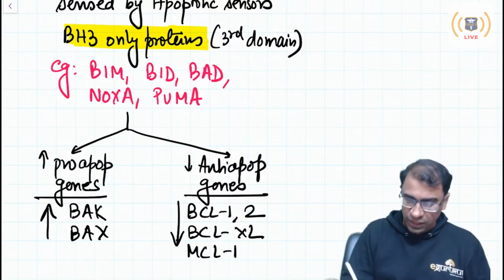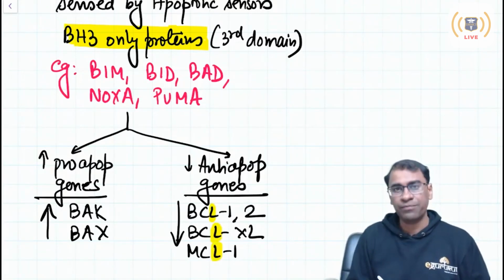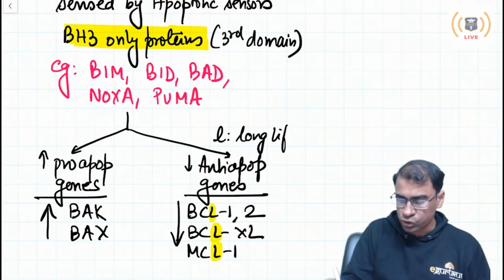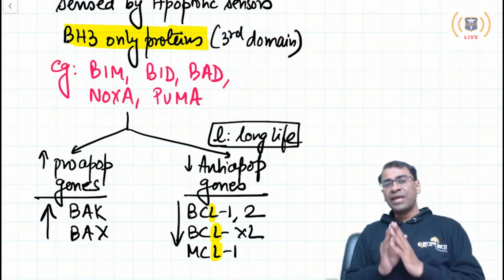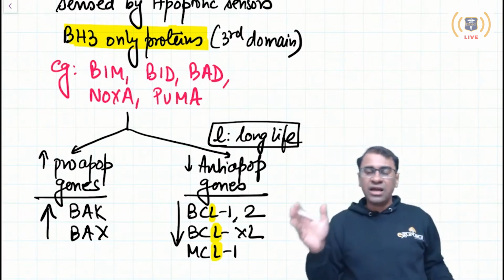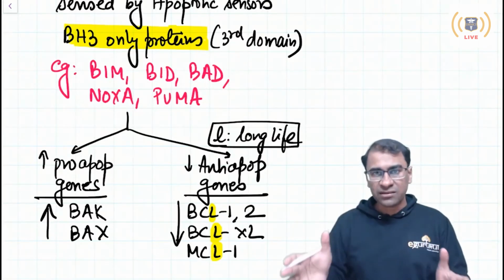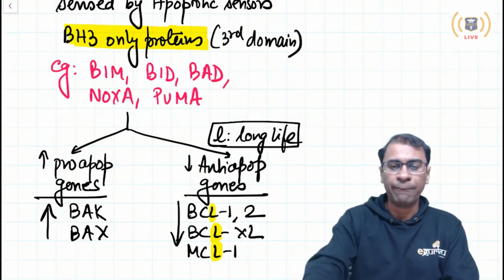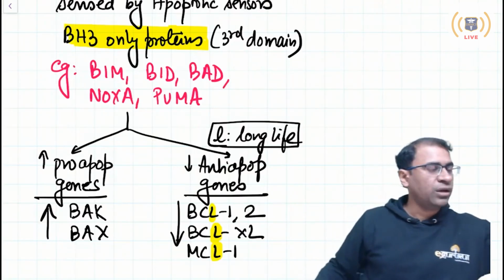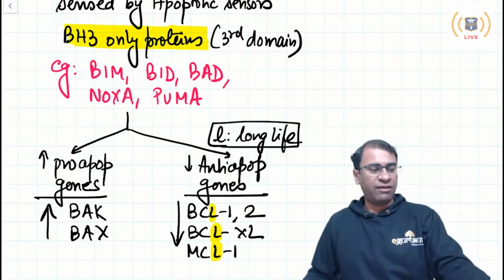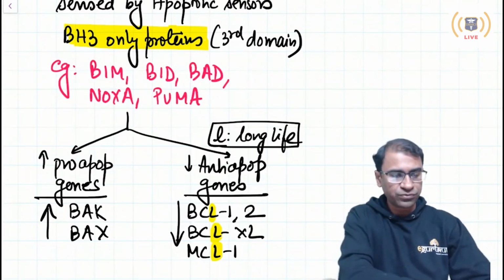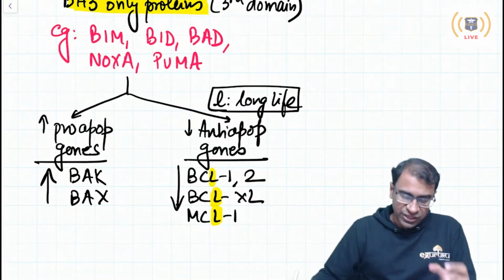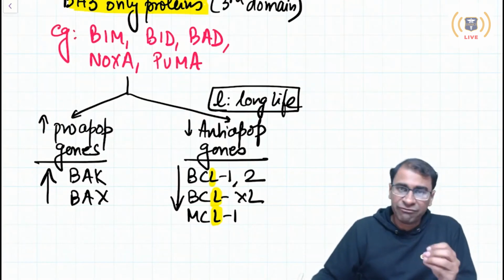Now how to remember this? देखो, any gene with letter L, L का mnemonic है long life. It is a mnemonic. That means any gene with letter L will be anti-apoptotic. Apoptosis is cell death, so any gene having a letter L will be anti-apoptotic. L से long life याद कर लो. Also remember the pro-apoptotic genes, BAK and BAX, they basically have the first three BH domains.